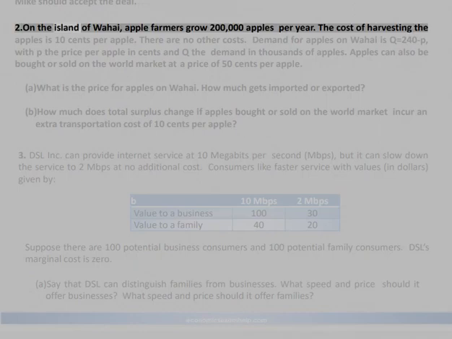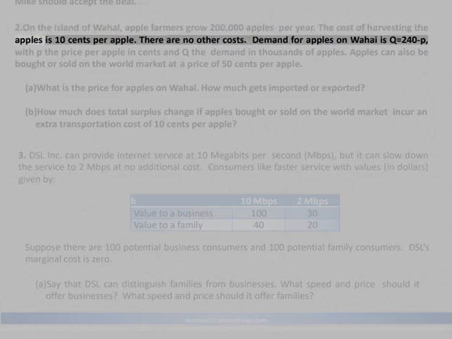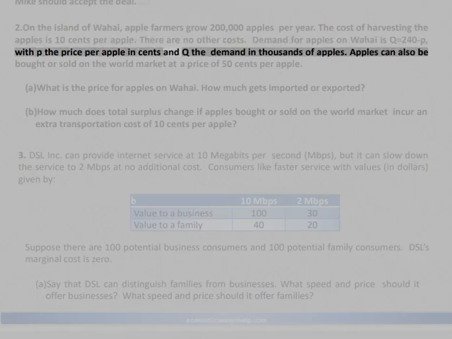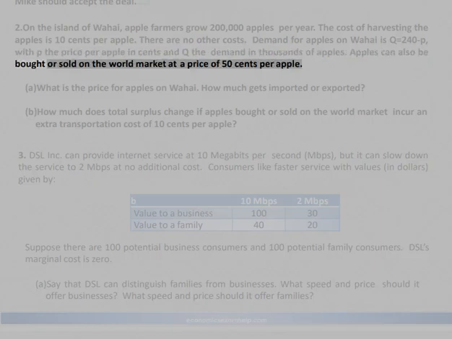2. On the island of Wahai, apple farmers grow 200,000 apples per year. The cost of harvesting the apples is 10 cents per apple. There are no other costs. Demand for apples on Wahai is Q equals 240p, with P the price per apple in cents and Q the demand in thousands of apples. Apples can also be bought or sold on the world market at a price of 50 cents per apple.